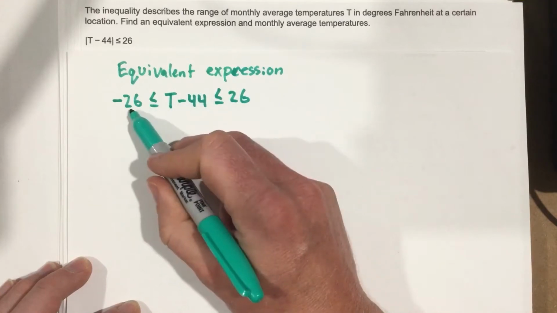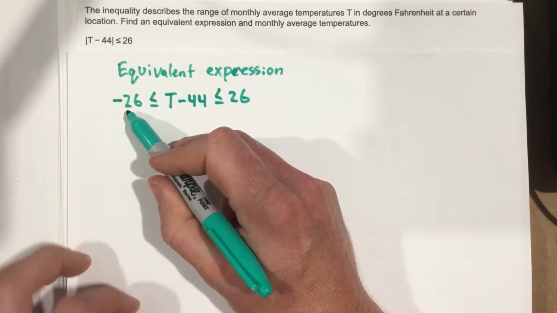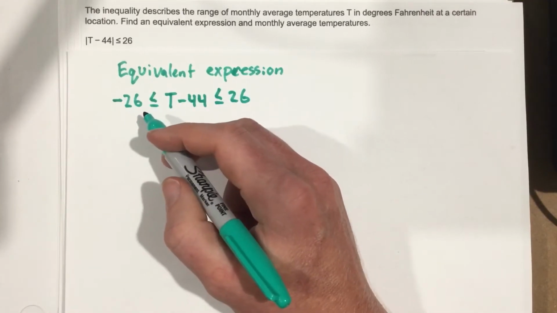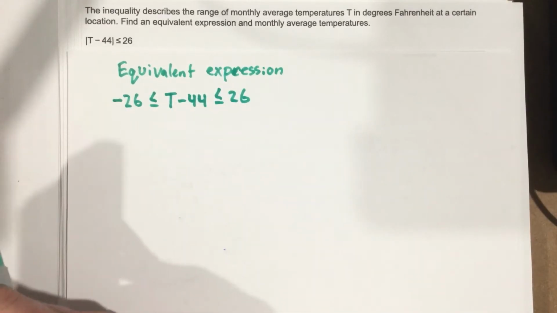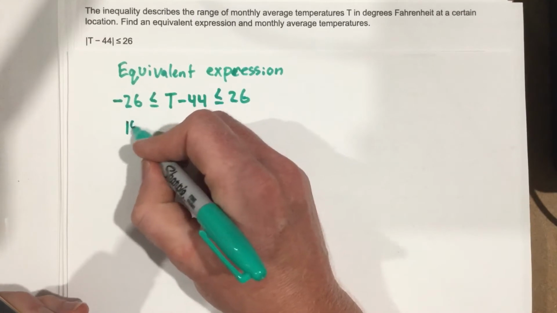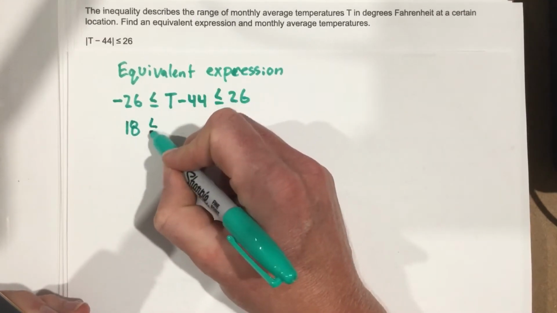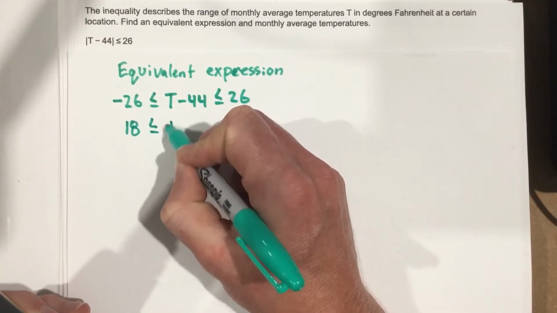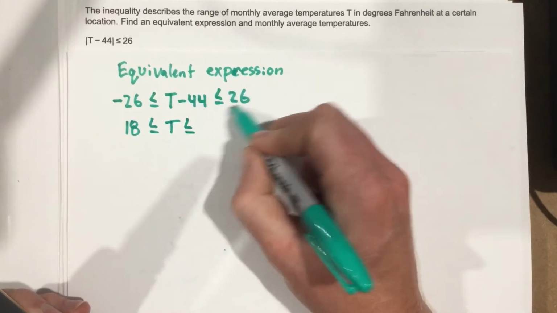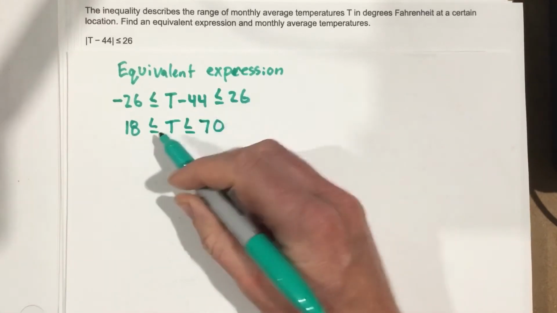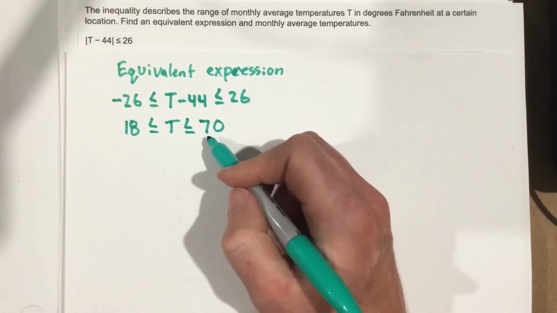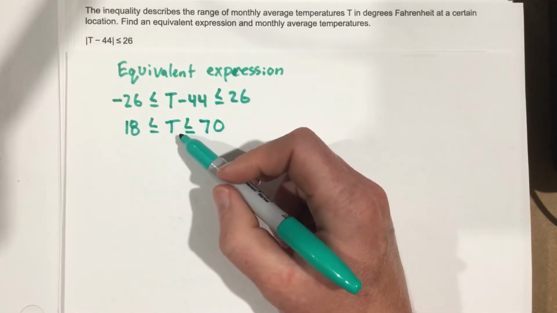We're going to add 44 to this side. When you add 44, negative 26 plus 44 is 18. So we get 18 less than or equal to T less than or equal to, add 44 here, you get 70. So you have 18 less than or equal to T less than or equal to 70. So that's an equivalent expression.